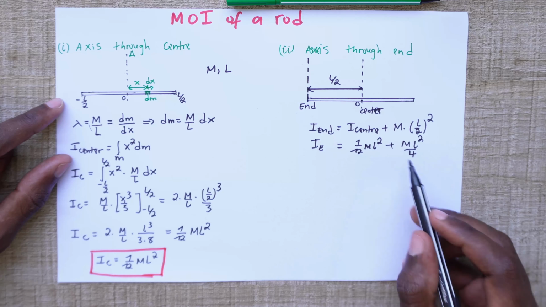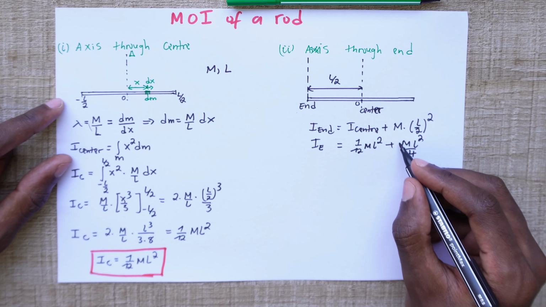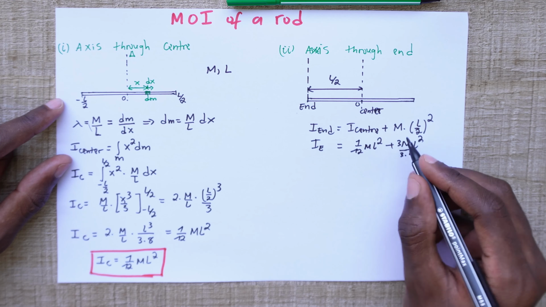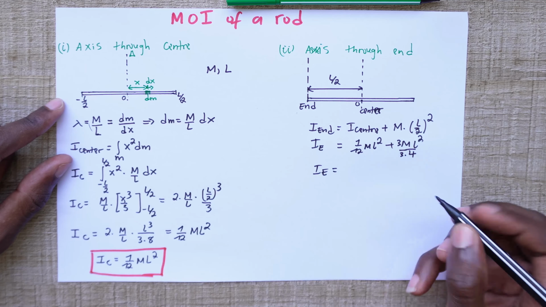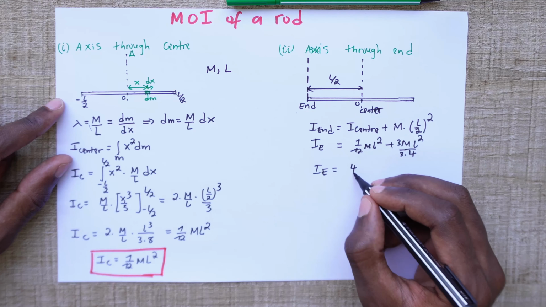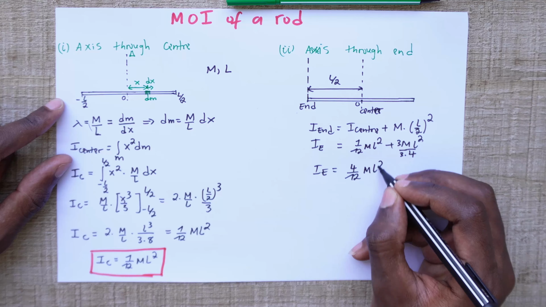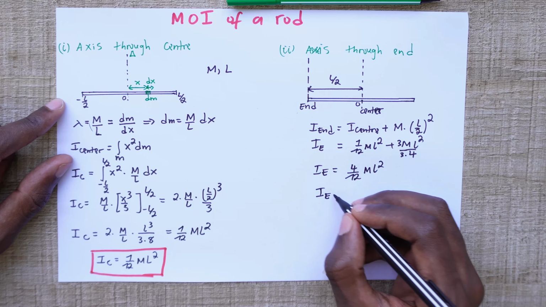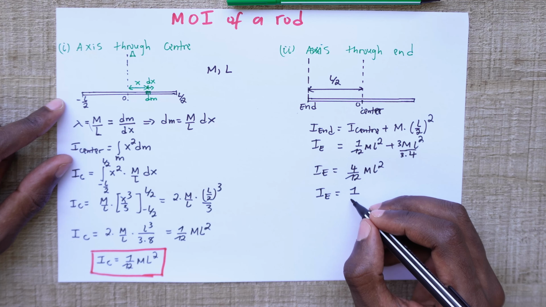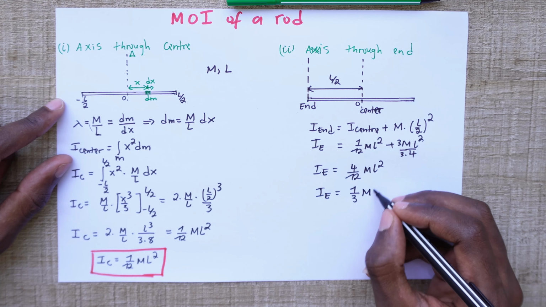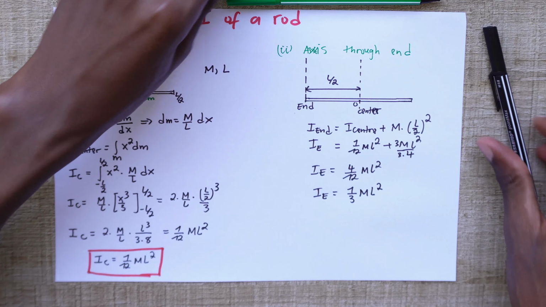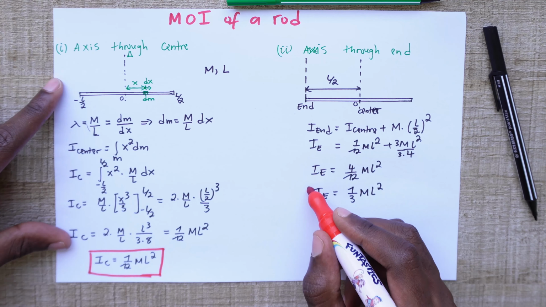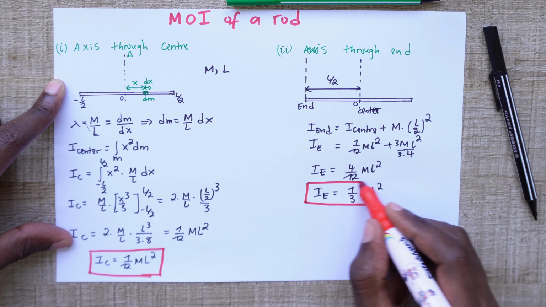So if we simplify this, that's times 3 here, so that's 4 over 12 ML squared. And simplifying this further, we get 1 over 3 ML squared. And this is the moment of inertia of a rod about an axis that passes through the end of the rod.